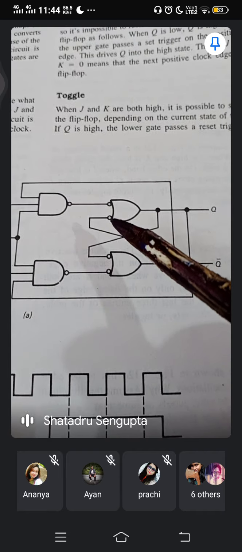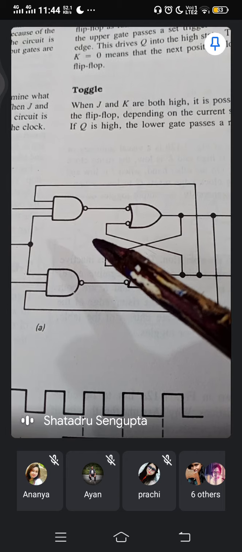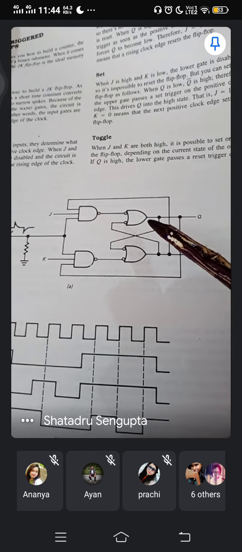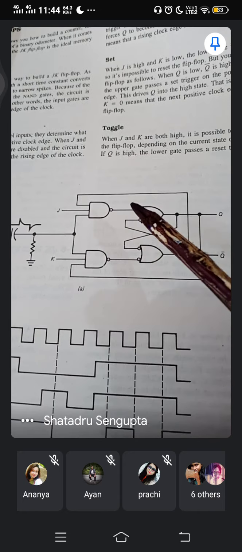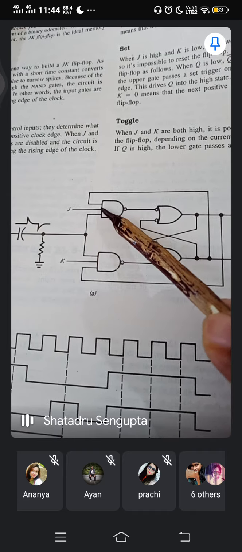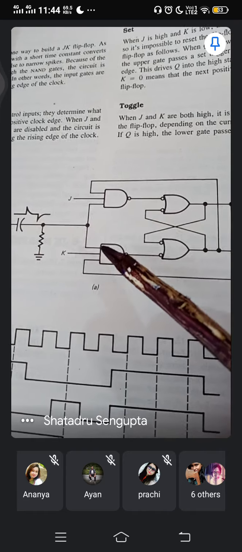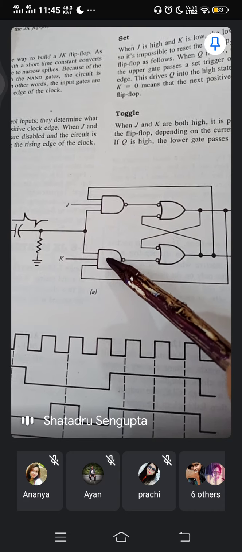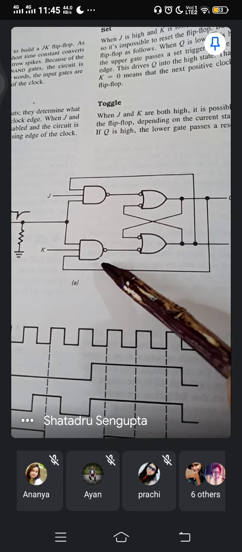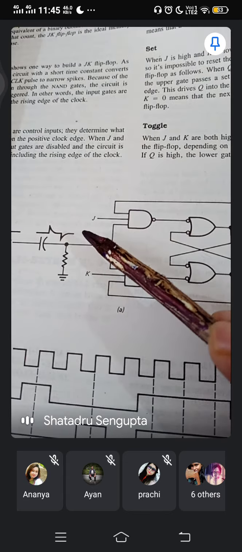This is a JK flip flop, which is the modification of the SR flip flop, a cut above it. How it works, as you've just seen: R is the input with J and QT dash, and S is K and QT, and the third input is the clock.